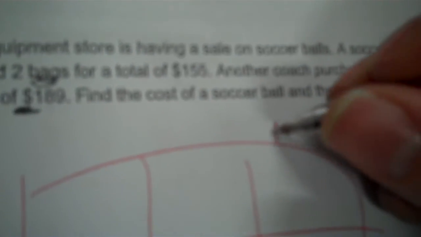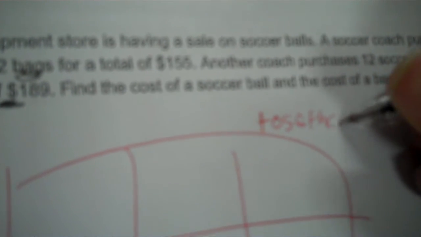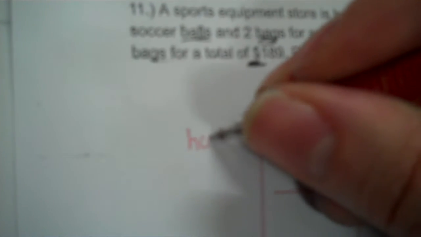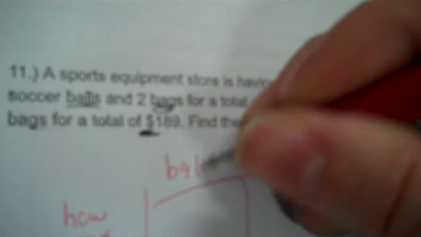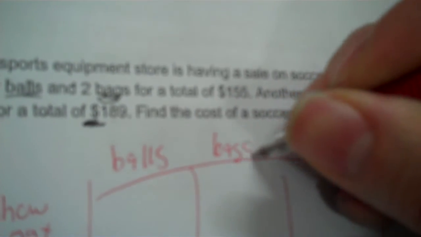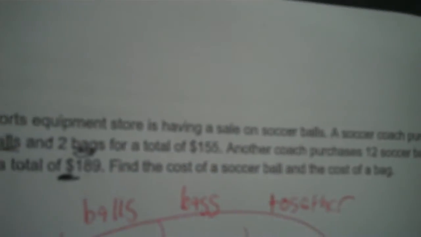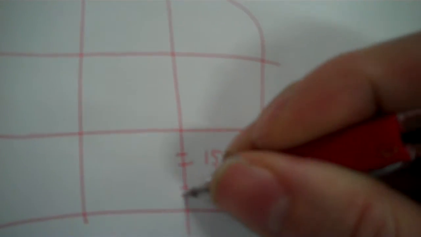Okay, so you have together. How many units per unit in total? So, dollars, and balls and bags. Okay, so the total costs are $155 and $189, so I have 2 of them I line up down there.